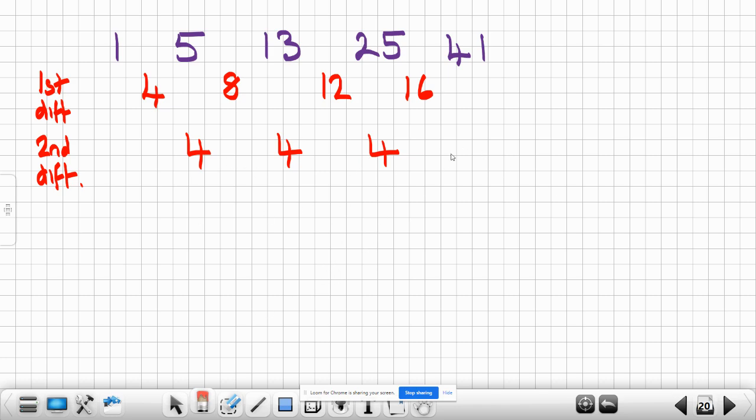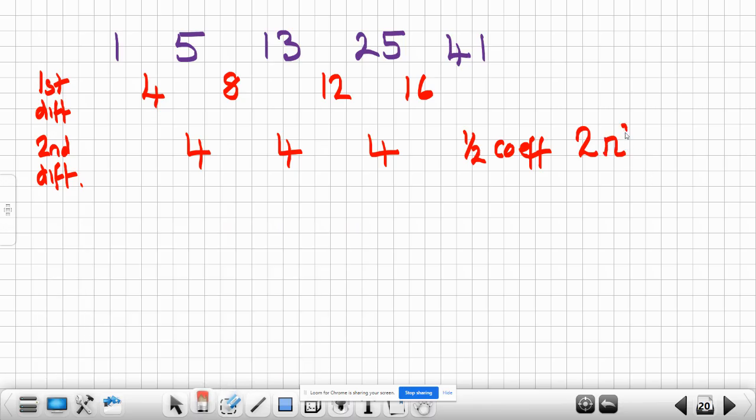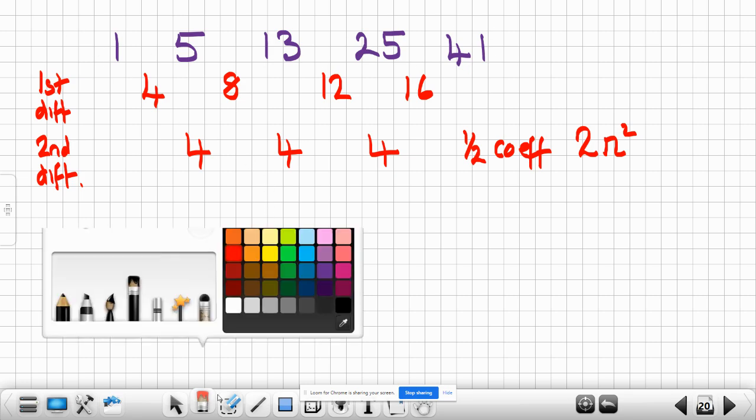What do we do now? We halve that to get our coefficient. So we know we're looking at a quadratic. Let's keep it at n so we know what we're doing. 2n squared. Okay, so what we would do at this point is look for how 2n squared differs from our sequence, and we're going to do that.